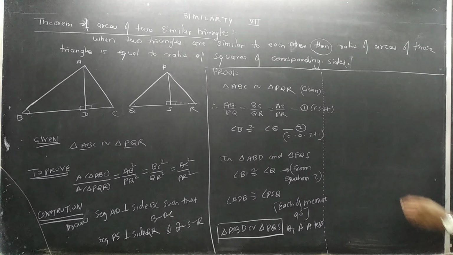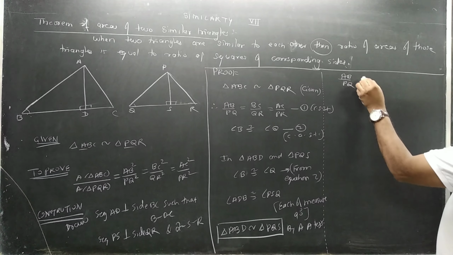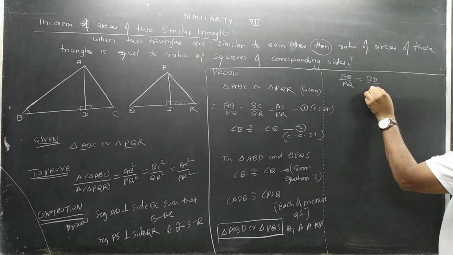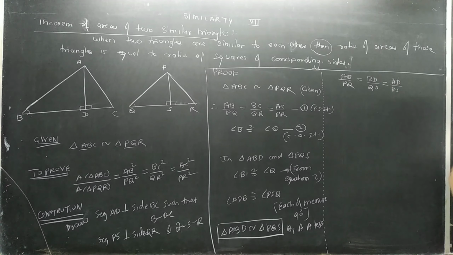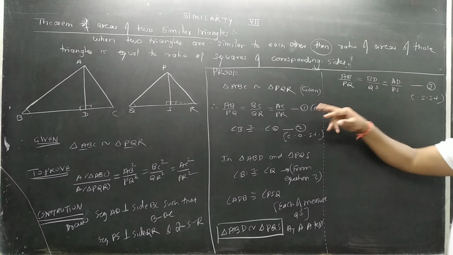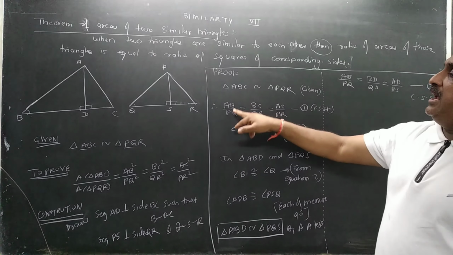You got it now? If I am considering the sides of triangles ABD and PQS, I can write AB upon PQ is equal to BD upon QS is equal to AD upon PS. I will make it equation number 3 and write the reason as CSST. Now compare AB upon PQ here and AB upon PQ there, see, they are the same sides.